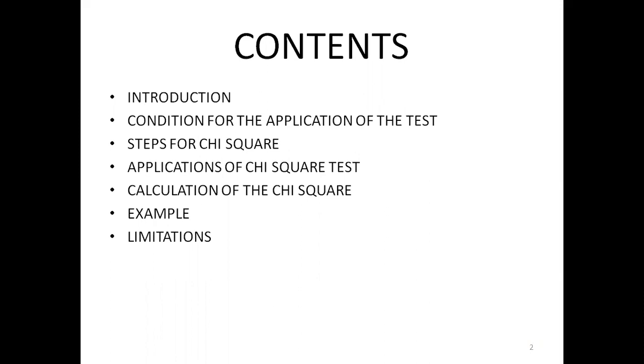First of all is the introduction of the test. Then you should know the conditions, that is, where we should use this test. Then what are the different steps for the application of this chi-square test? What are the applications and how to calculate chi-square? I'll give you some examples as well. And what are the limitations of this test?